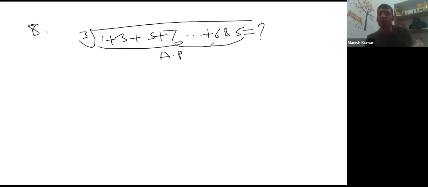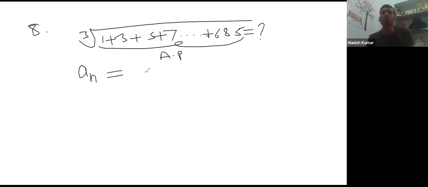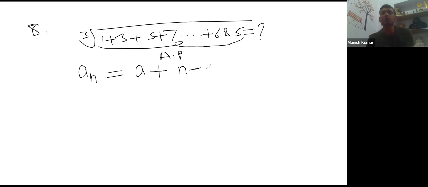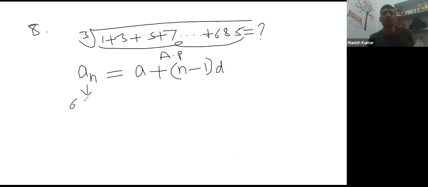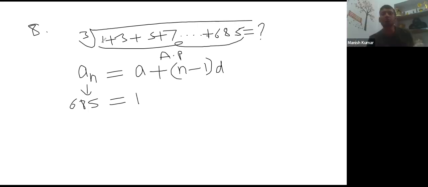Now we have to find the value of n. Nimisha, tell me how to find it. Can you tell me what formula is used? Sir, an equals a plus (n minus 1) into d. Yes, please remember. So an is what? 685. Equal to a, which is 1, the first term. This is called a and this is called an.